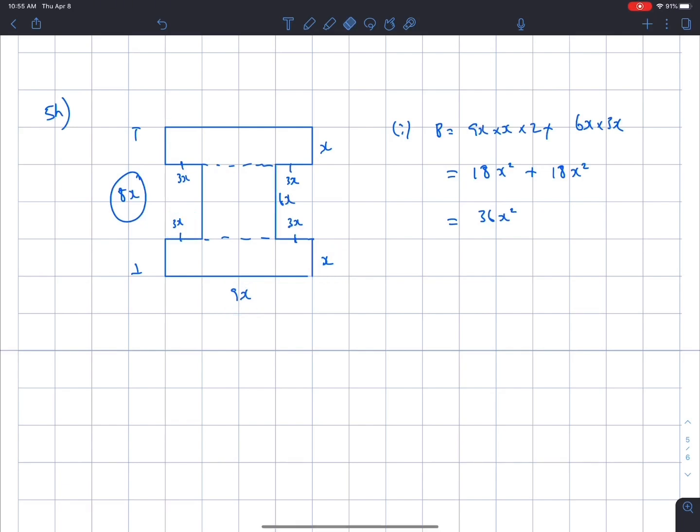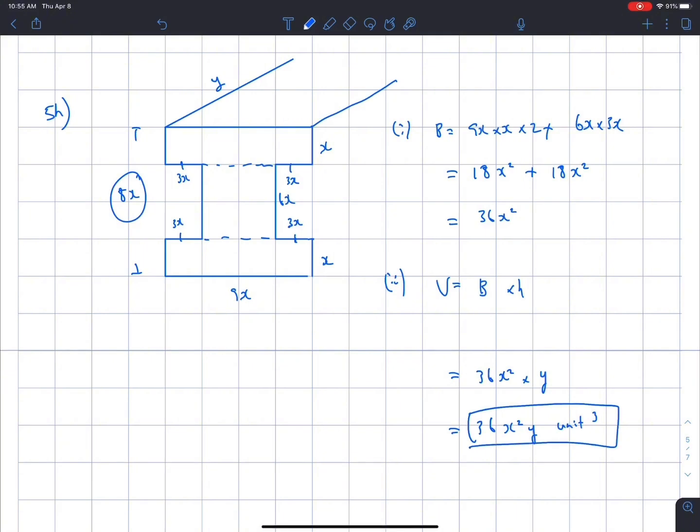So now if you look, the height is just y. Right? I'm not going to sketch the entire thing out. That length there is y. So that's the height. So volume will be base area times height. We get 36x squared times y. So our final answer is 36x squared y. And this will be in cubic units for volume. And that's it for question 5. I'll see you in question 6.